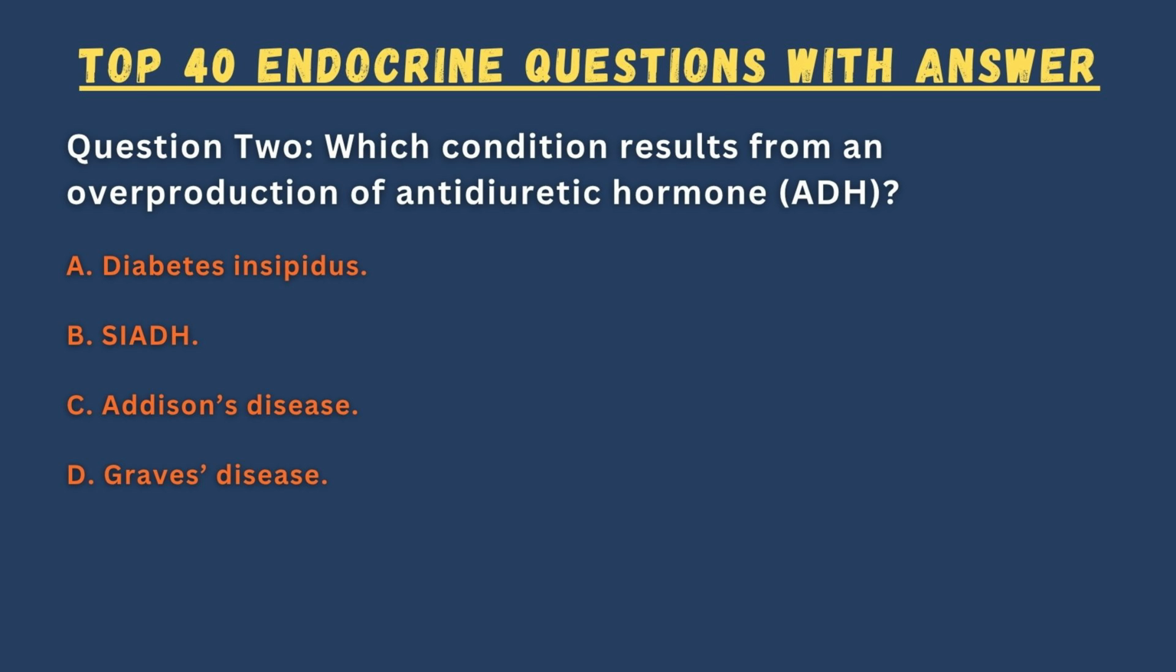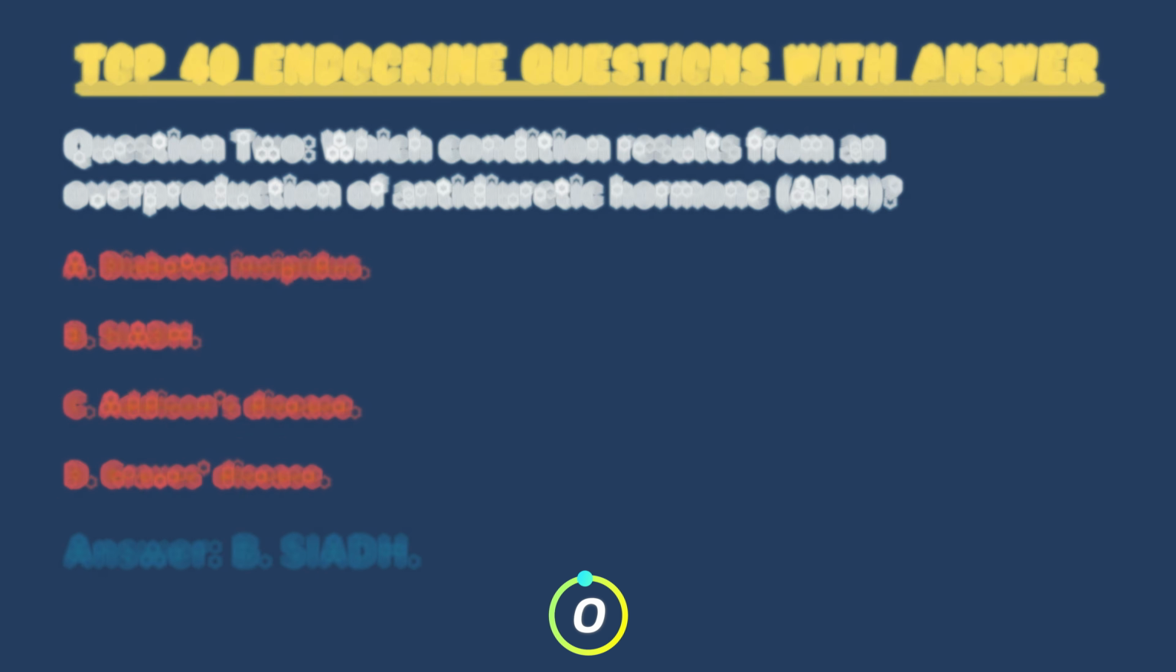Question 2. Which condition results from an overproduction of antidiuretic hormone, ADH? A. Diabetes insipidus. B. SIAD. C. Addison's disease. D. Graves' disease. Answer. B. SIAD.